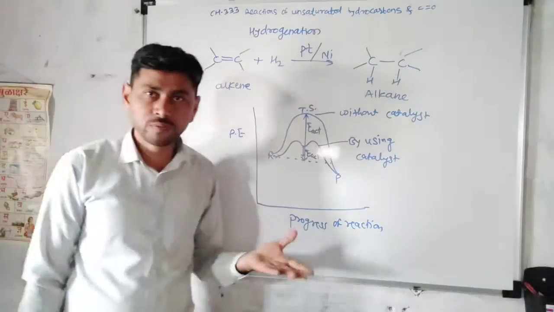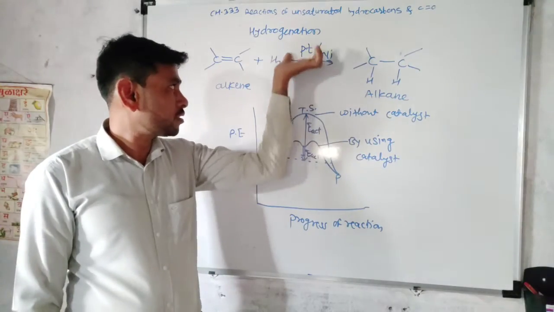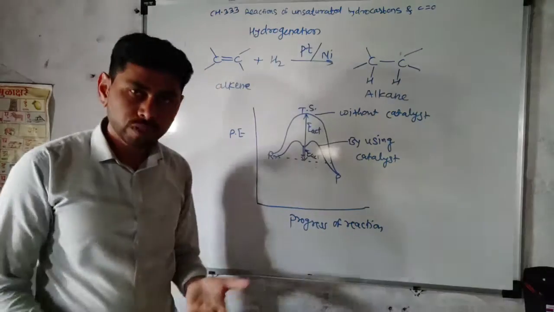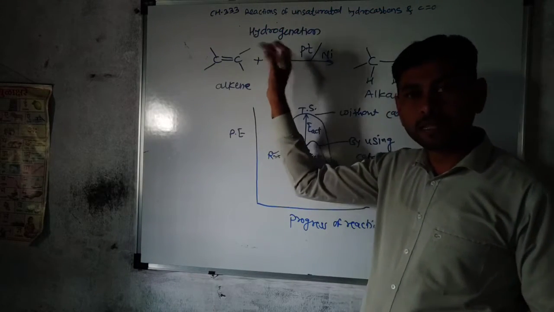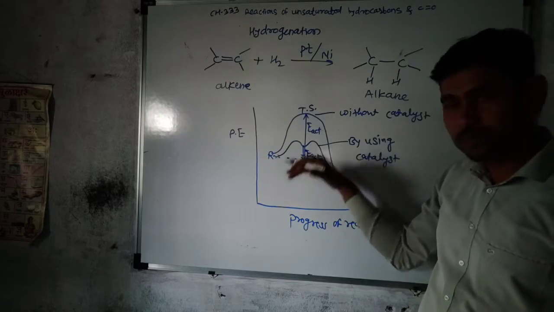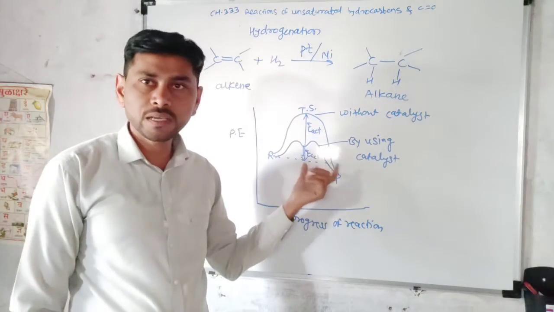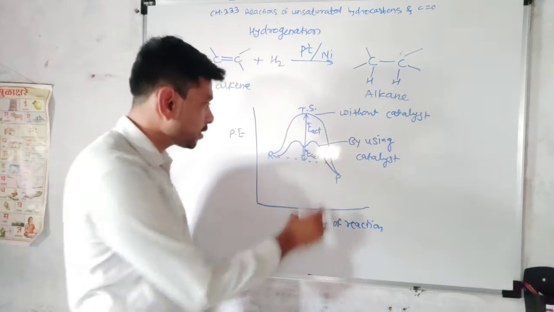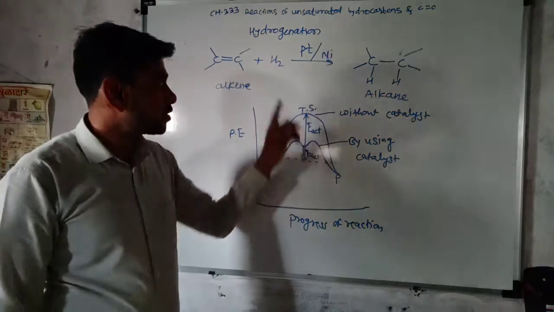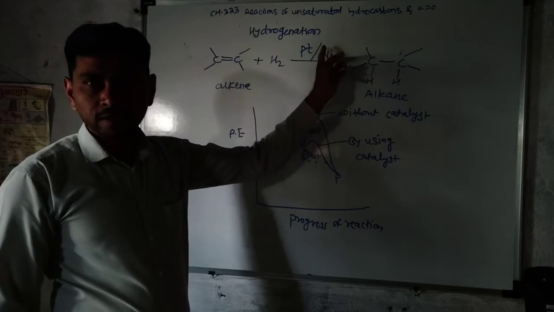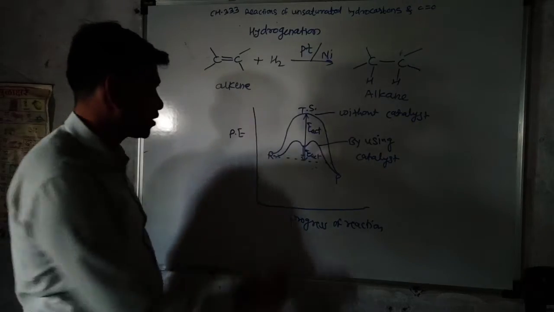How does it lower the energy of activation? It provides a surface to these reactants. Both reactants attach to the surface, and that's why addition is easy, and that's why the energy of activation gets lowered. So if the energy of activation gets lowered, then the reaction is easily possible here, at lower energy of activation. Here a higher energy of activation is there, and that's why this reaction occurs only by using the catalyst, not directly by simple addition of H2.